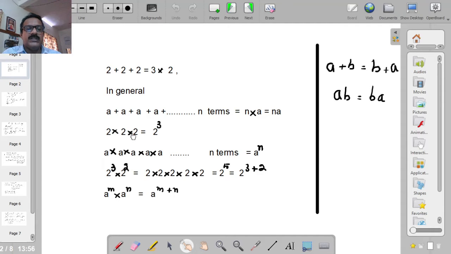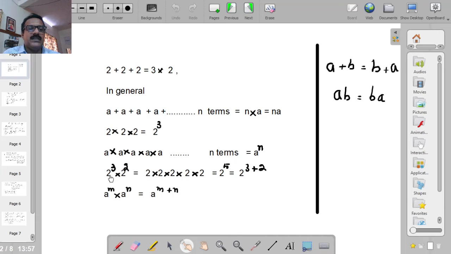2 into 2 into 2 is denoted by 2 to the power 3, or 2 raised to 3. Three 2's multiplied together give 2 raised to 3. If n a's are multiplied together, we get a raised to n. So a raised to n means a into a into a, up to n times.